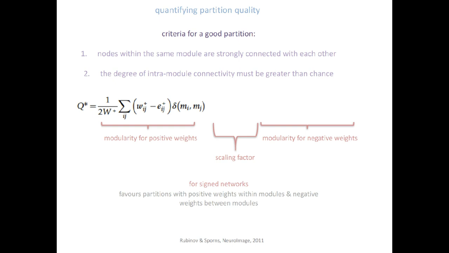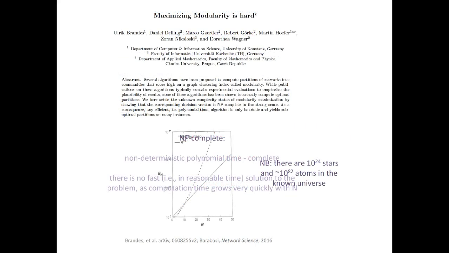Okay, so that's different ways of defining the quality of a partition. So given that we know what a good partition looks like, the question is, how do we generate a partition that maximizes Q, right? We want to generate a partition of the network, we want to put nodes in modules such that this quality metric, this Q, is maximized. And it turns out that this is a very difficult problem.